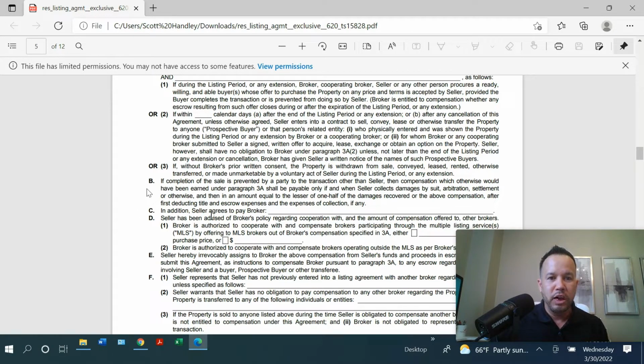In addition, seller agrees to pay broker. This is left blank. More times than not, it is left blank. What could be an example of something that goes there? Well, let's say the TC fee. The TC fee, if you want to try to pass that along to be paid for by the seller, you can put it here, and you will have to state the dollar amount. Seller agrees to pay broker the transaction coordination fee of $350 or whatever it may be.